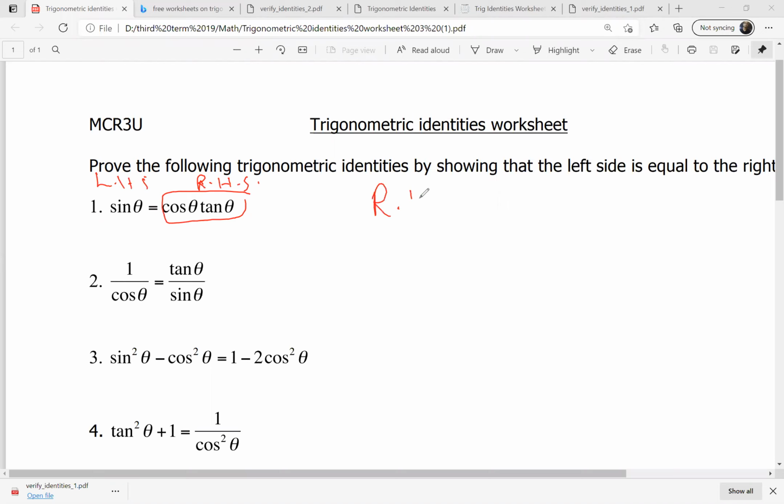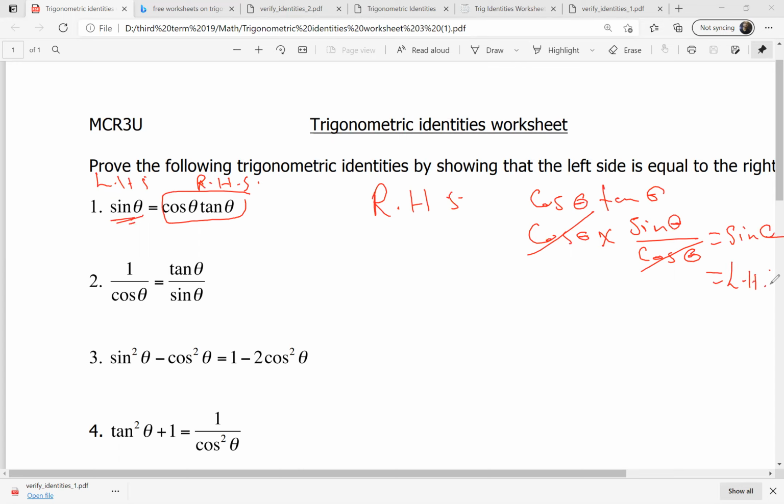If you take the right hand side, which is cosine theta tan theta, so cosine theta times tan theta, which is sine theta over cosine theta. Okay, by eliminating cosine with cosine, or cosine divided by cosine equals 1, it will be sine theta, which is the left hand side. Then you prove that the two sides are the same. It's okay.